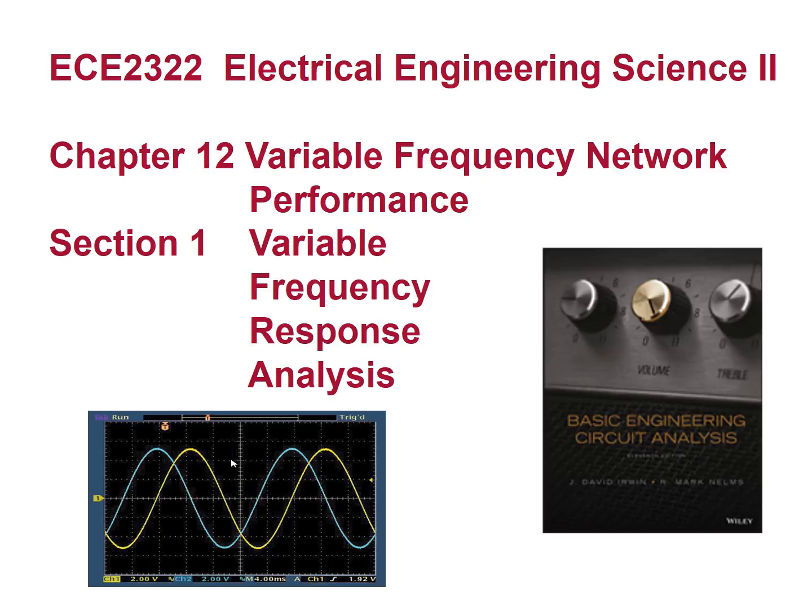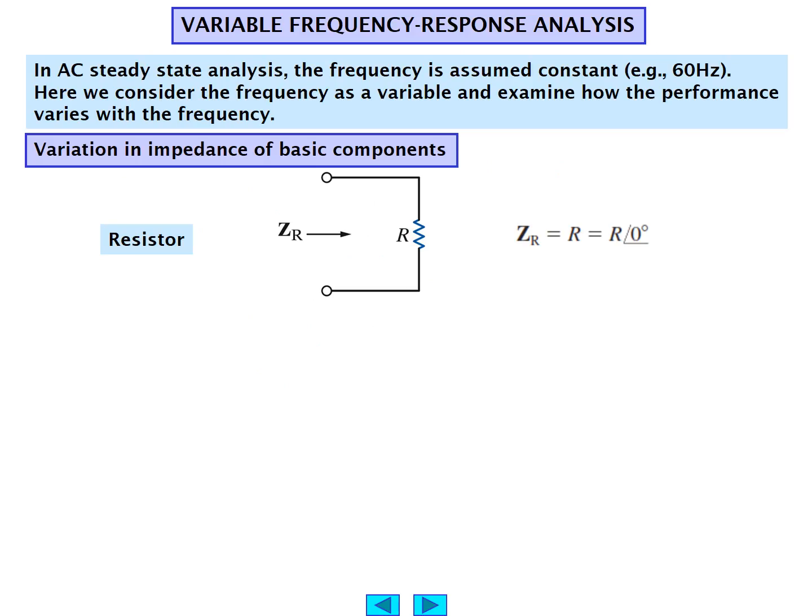Section 1, Variable Frequency Response Analysis. In an AC steady-state analysis, the frequency is assumed to be constant. So, for example, we consider the frequency as a variable here and examine how the performance varies with frequency. For example, the variation in impedance of a basic component: a resistor has the same value no matter what frequency we have. Therefore, if we plot it as a function of frequency, it's a straight line.